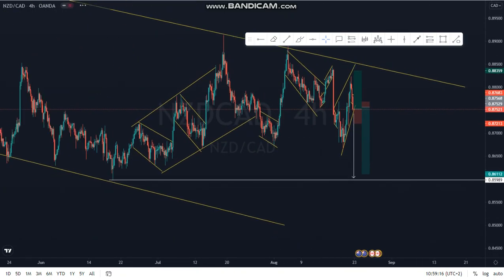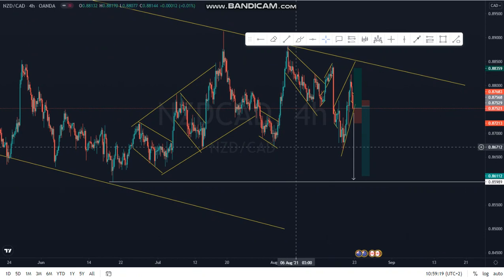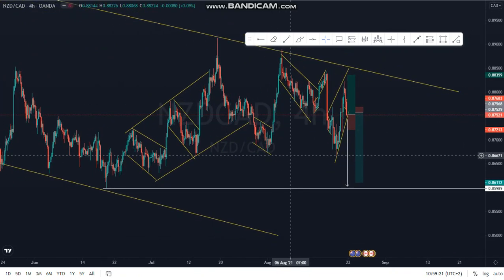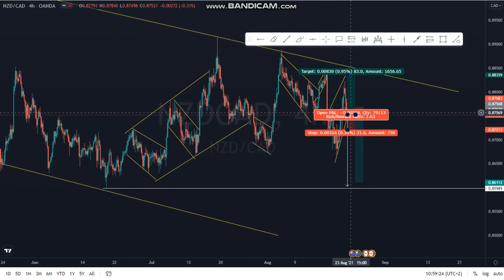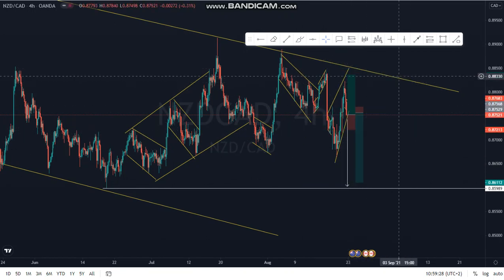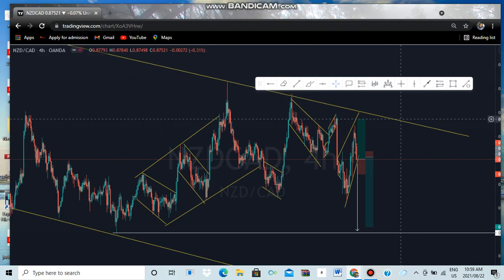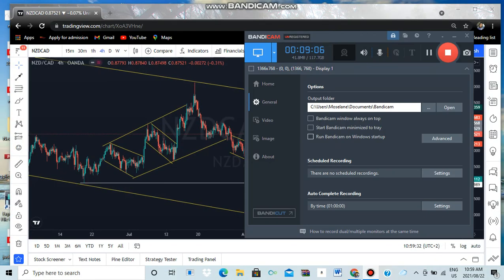So we're having something like this on NZDCAD. I expect the market to push up until this point, unless the market fails to break this line, then that's when we can have our comfortable buys up until this area, guys. So that's my anticipation on NZDCAD.